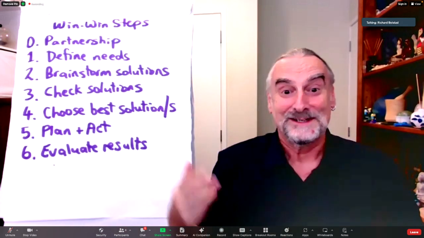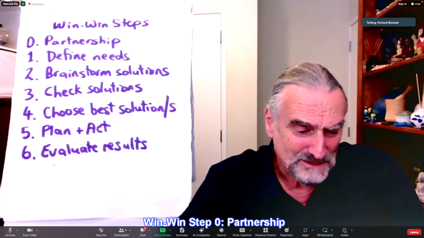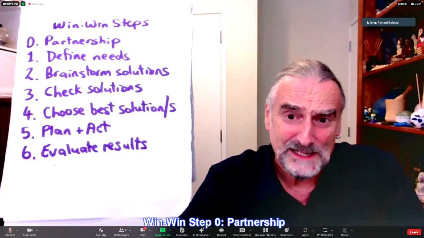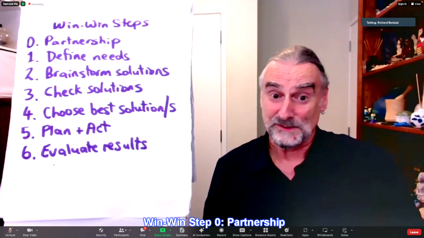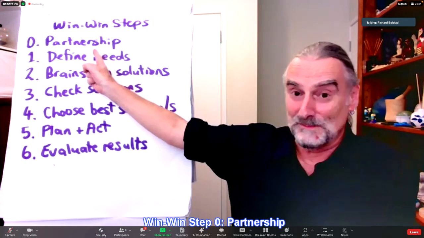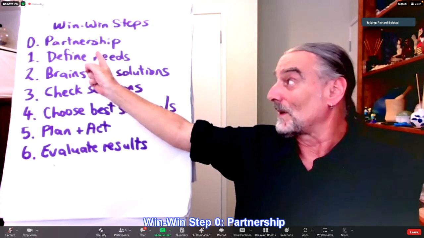So I said to Francis, well, I can't think of anything else to do right now. And he said, well, I'd really like to sort this out so we both get what we want. Okay, that's step 0. That's the partnership thing, right? I'd really like to sort this out so we both get what we want.